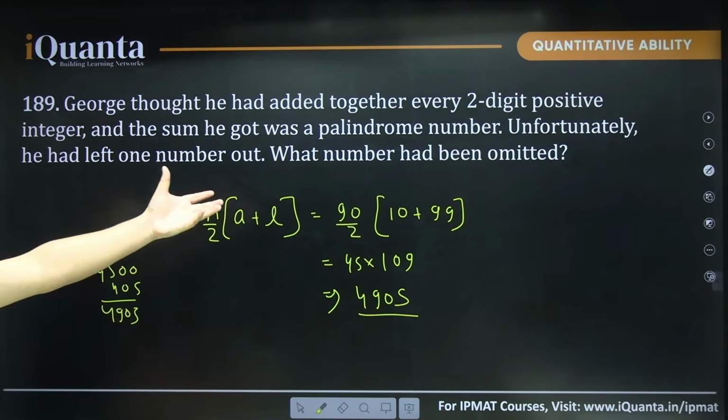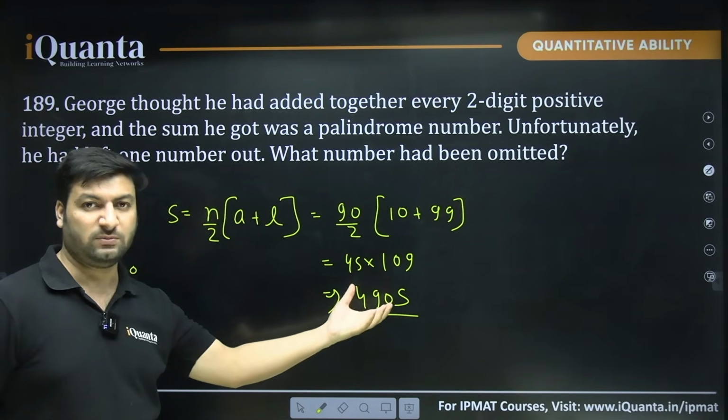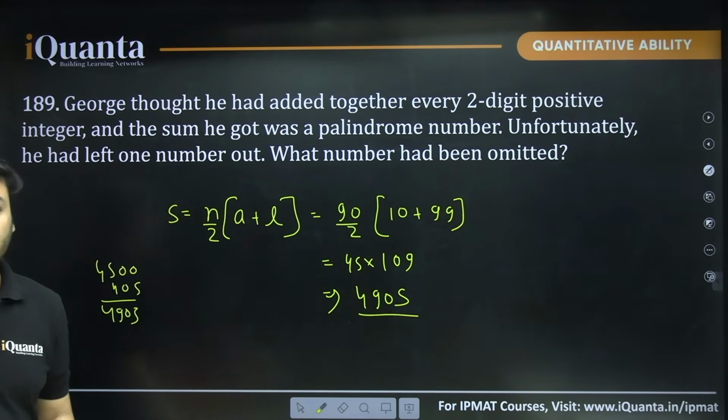Now one number was left. The sum he got was a palindrome number. So actually the sum of all 2-digit positive numbers is 4905, but he left one number due to which he got a palindrome number.